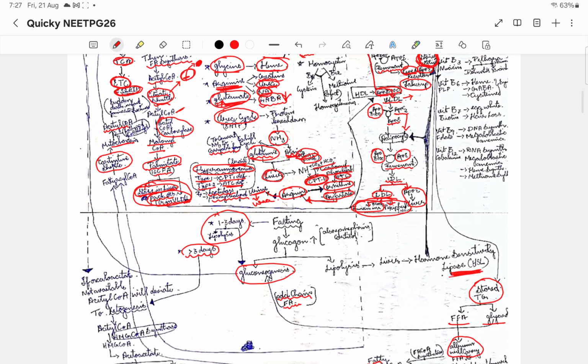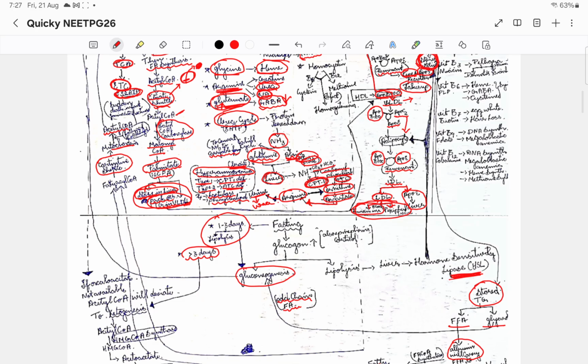Suppose I fast for more than 3 days. Okay, if some people are doing this fasting protest and all, so more than 3 days the energy should be required. Only till 3 days my stores will give the energy, but more than 3 days it has to undergo a process called ketogenesis.